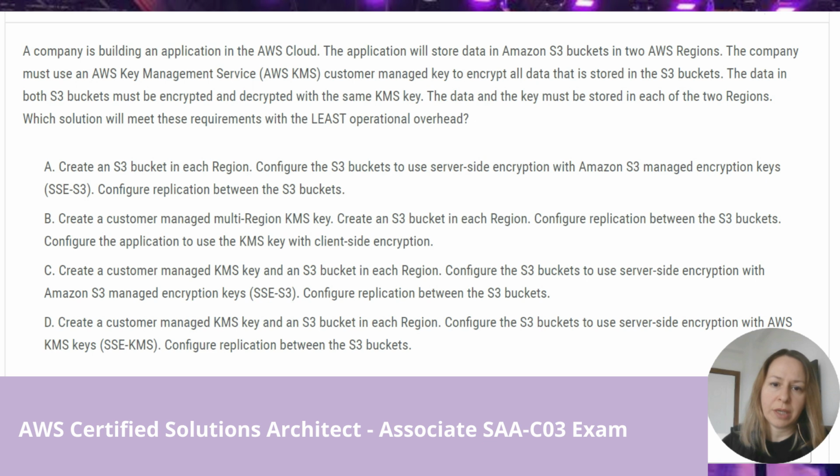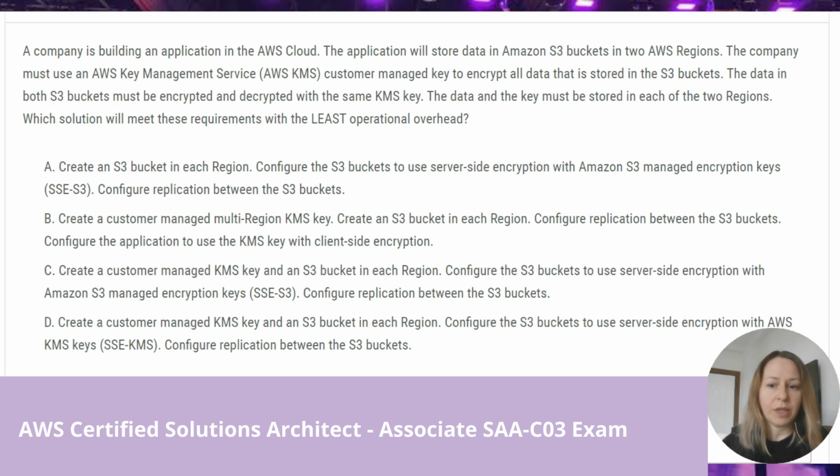A. Create an S3 bucket in each region. Configure the S3 buckets to use server-side encryption with Amazon S3 managed encryption keys, SSE-S3. Configure replication between the S3 buckets. So this is the first option. B. Create a customer managed multi-region KMS key. Create an S3 bucket in each region. Configure replication between the S3 buckets. Configure the application to use the KMS key with client-side encryption.